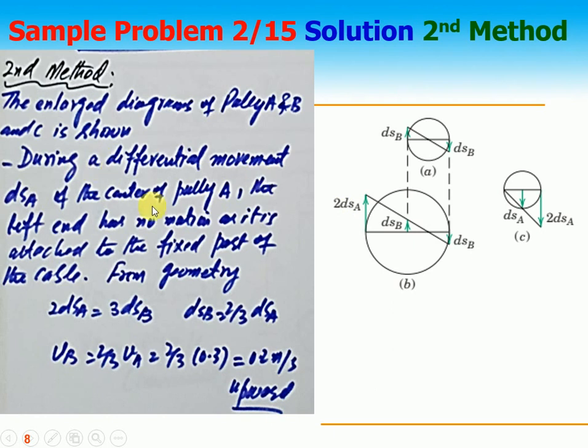During a differential movement, dSA, of the center of pulley A, the left end has no motion. It is attached to the fixed part of the cable. Forming the geometry, if you see the small movement, 2dSA is equal to 3dSB, right? Why? 1, 2 and 3. So dSB is 2 by 3 dSA and VB is equal to 2 by 3 VA. We get 0.2 meter per second.